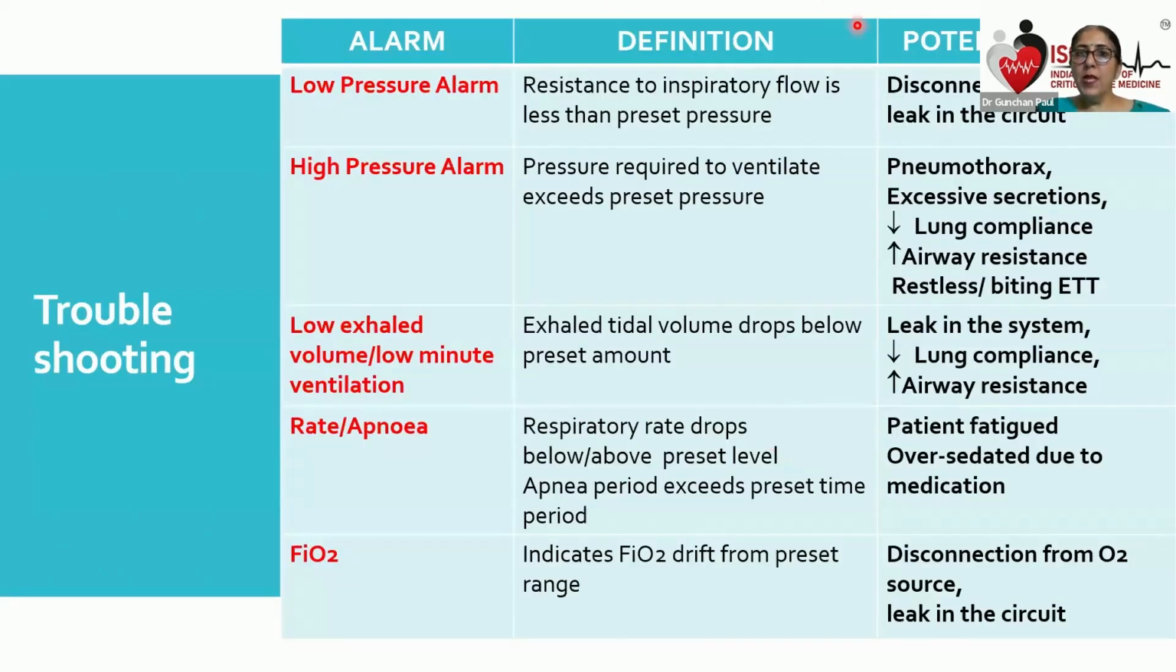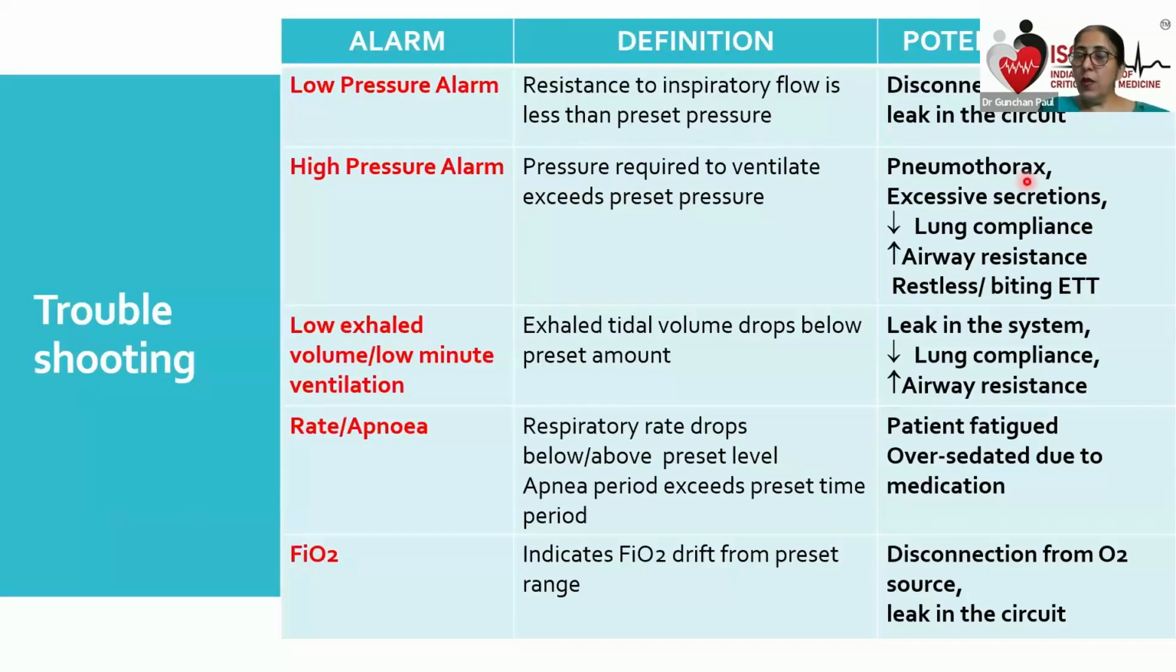A low pressure alarm means resistance to the inspiratory flow is less than what is expected. That happens when there is a disconnection or leak in the circuit. A high pressure alarm comes when the pressure required is more than what you have set.